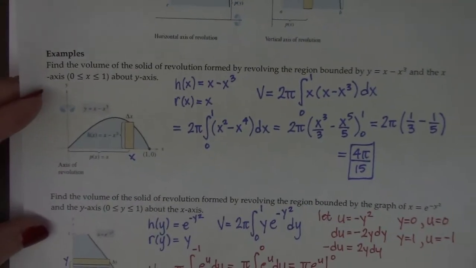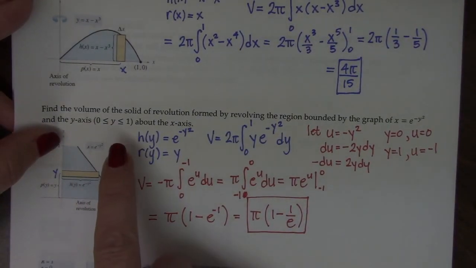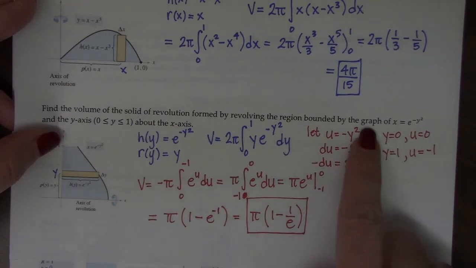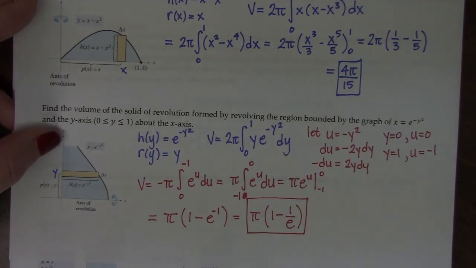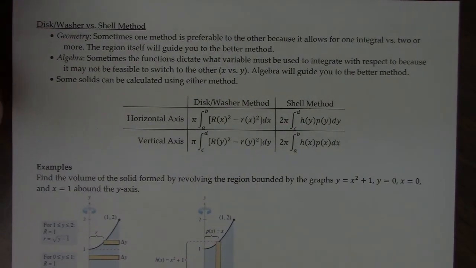So if we come back here, if I wanted to try to use the disk method on this problem, I would have to solve this equation right here as a function of y. And when you solve this as a function of y, you would have gotten log of x. Well, we don't really know how to integrate log of x directly. So the algebra kind of dictated that it was going to be easier to work in variable y than it was in variable x.